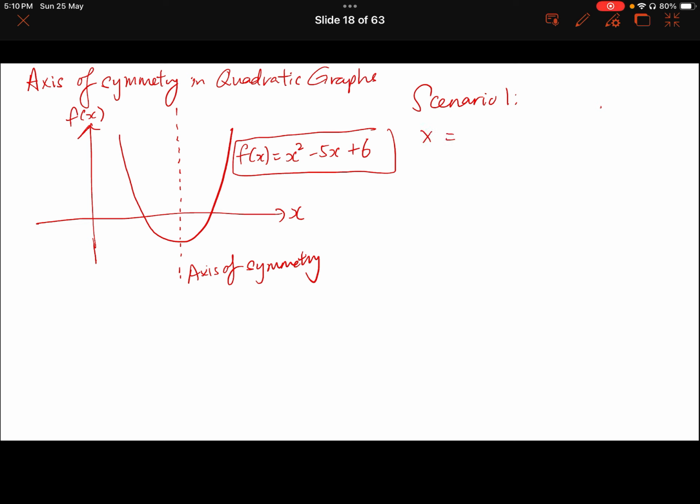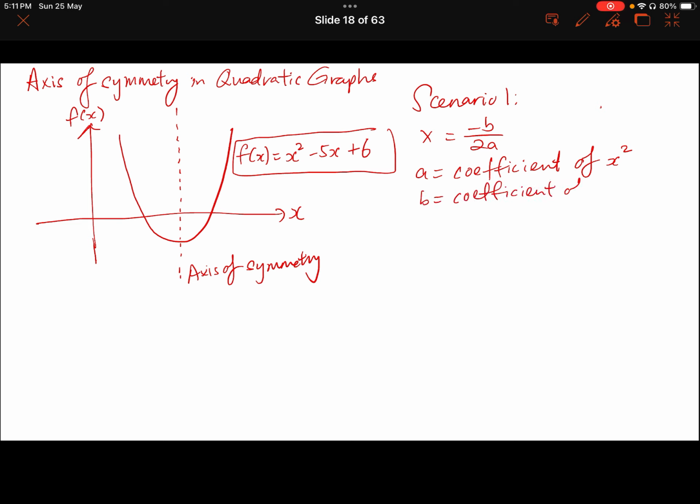So in scenario 1, if you're given the function, we could use the formula for the axis of symmetry, which is x equal to negative b over 2a. I shall not go too deep into how the formula came about. It's not absolutely required at the IB level, but I will be happy to show you the proof if you're interested.